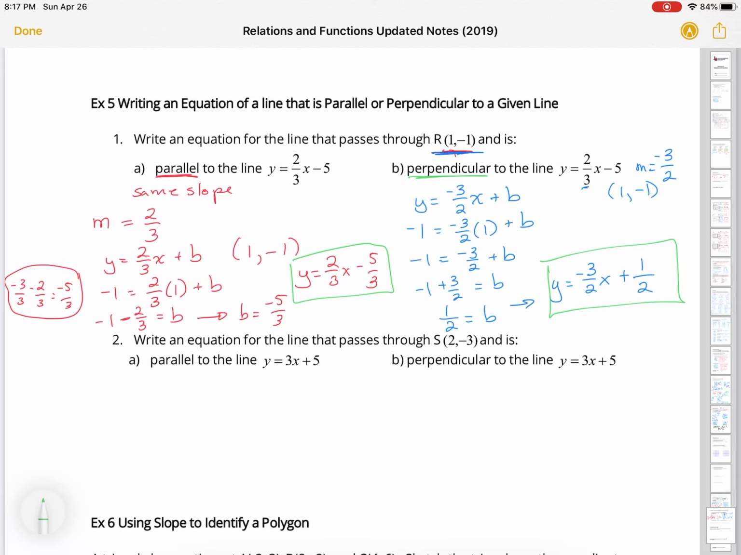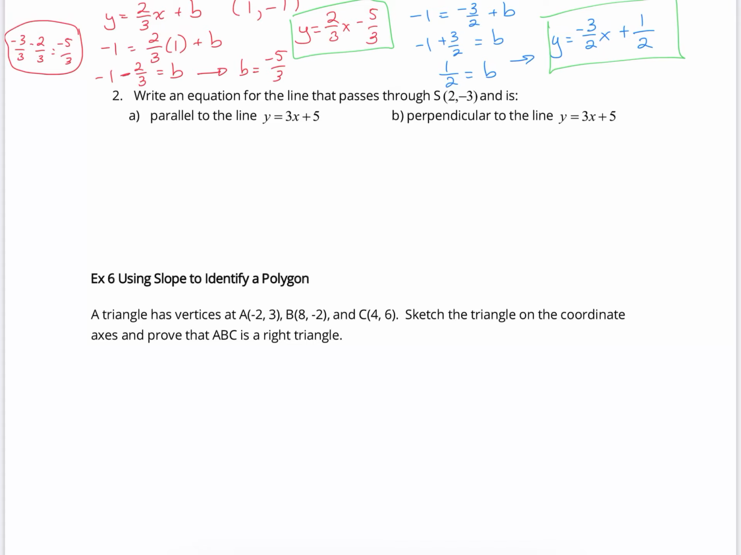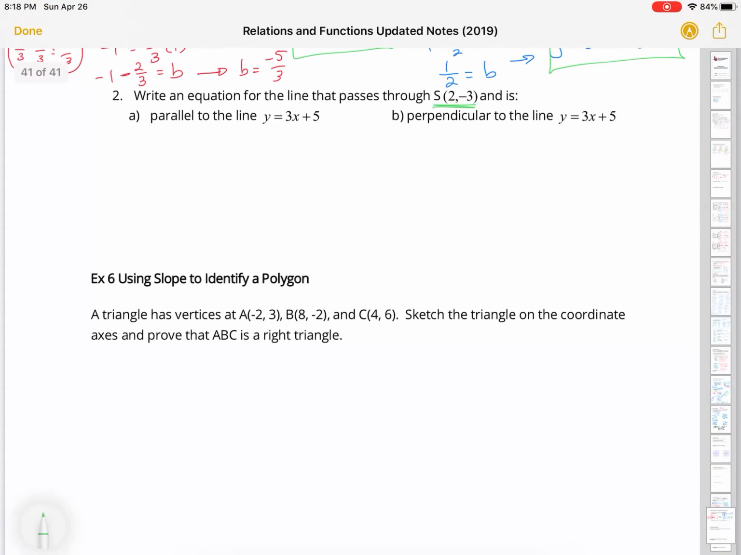Okay? So the first thing you do, figure out the slope based on the information given, based on whether they want a parallel slope or a perpendicular slope. Then you take the point given and substitute it in to solve for the y-intercept. Okay? Alrighty. Write an equation for the line that passes through 2 comma negative 3 and is, now this is same as the last question, so this is a good point for you guys to try this on your own. So pause it, try it on your own, and then come back when you're finished.